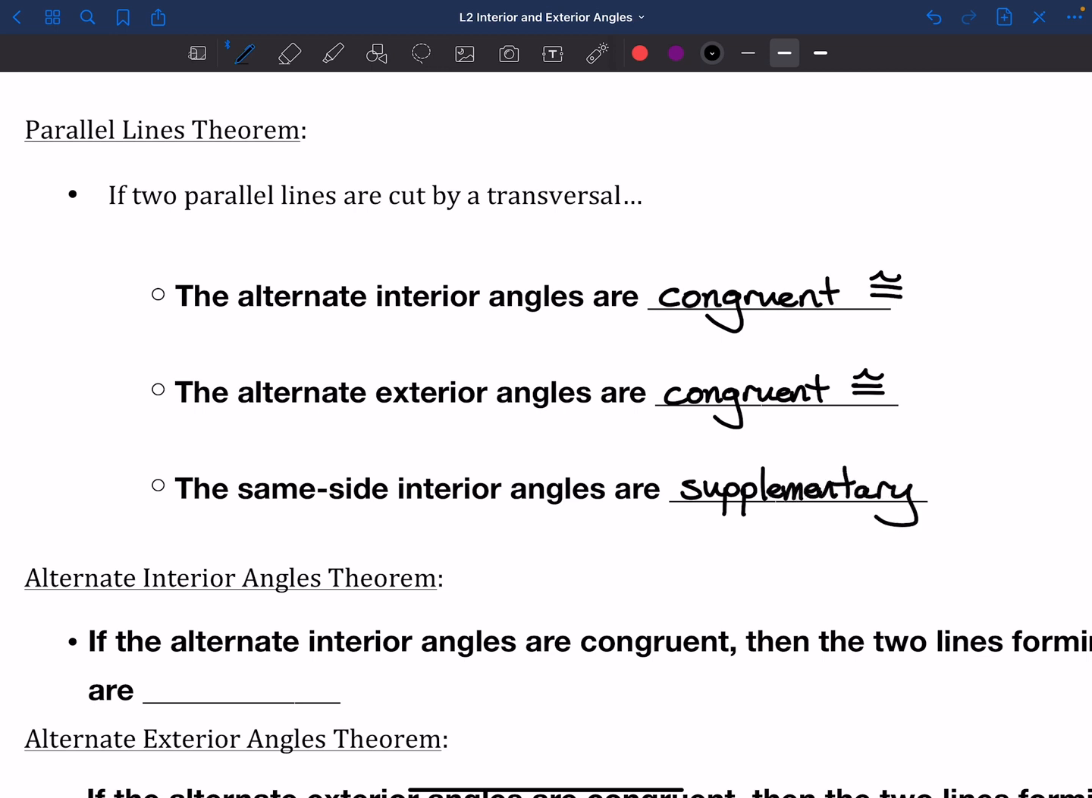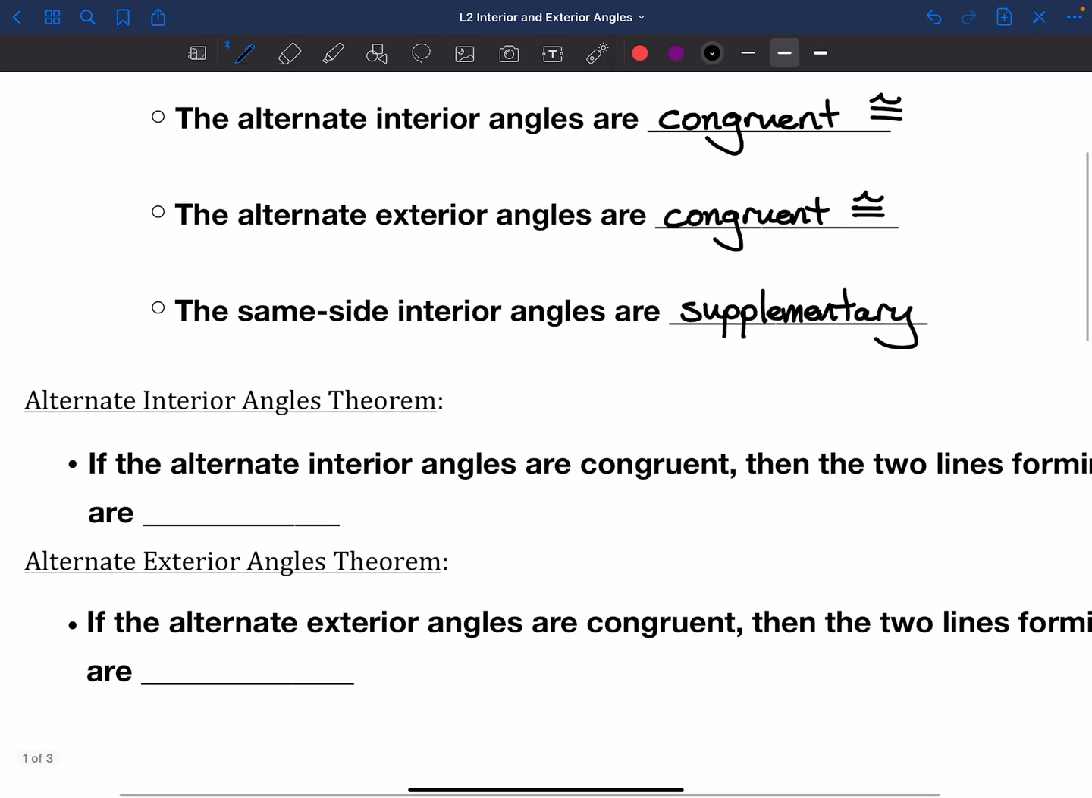All right, they add up to be 180 degrees. So that's only if the lines are parallel, right? If the lines are not parallel, you cannot say any of these things for sure, right? It's kind of tricky sometimes.